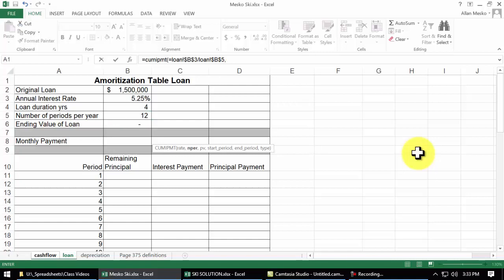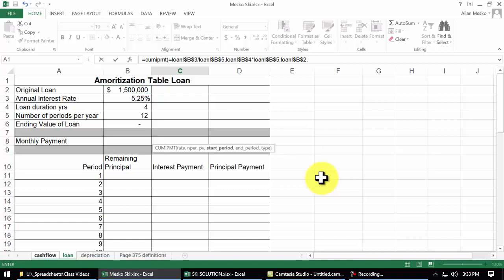Now I type a comma and it says, what's next? I want the number of periods. The number of periods, total number, would be the number of years times the number of periods per year. So that's going to be 48, comma, what's my present value? How much am I borrowing? I am borrowing this original loan right here, am I not? So I'm going to make that absolute.